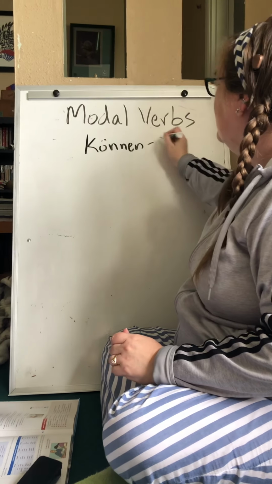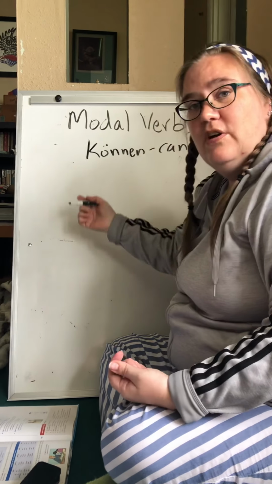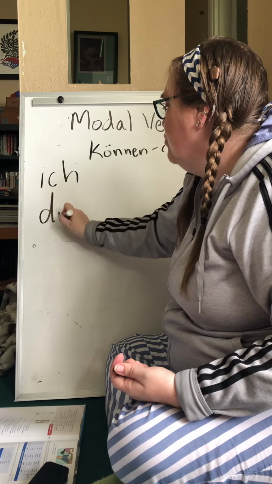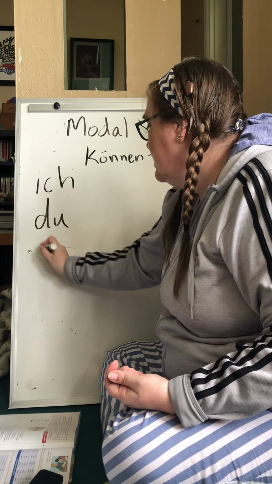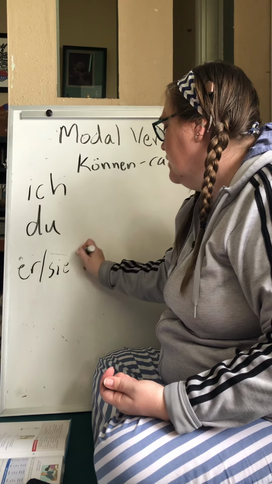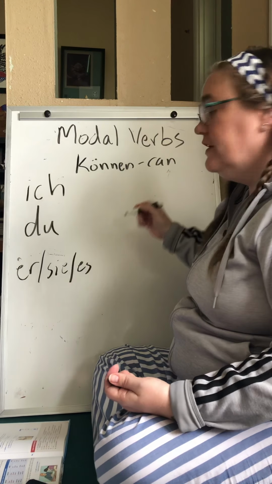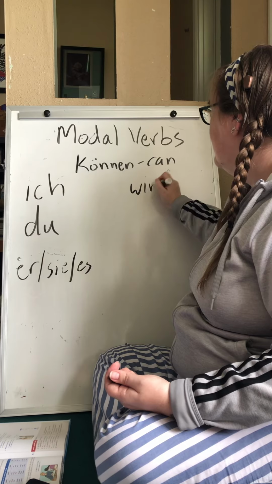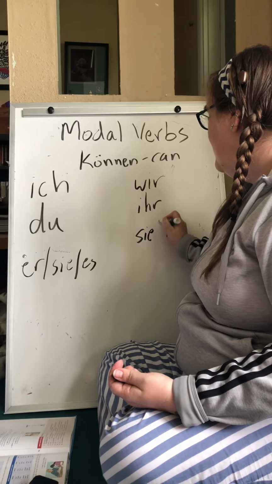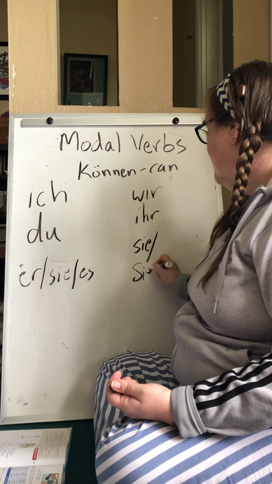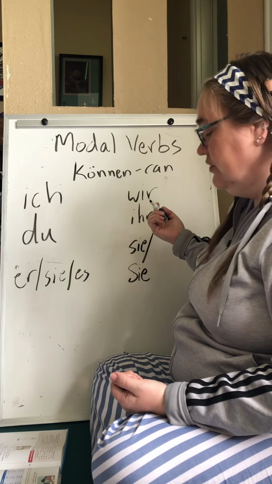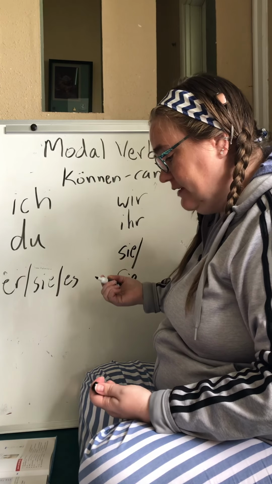Können means can. And as you know, we always start with the pronouns. Ich, I, du, you, informal. Er, sie, es, he, she, it. Wir, we, ihr, you guys. Sie, they, you formal. So now what you do is you're going to go through and conjugate this.